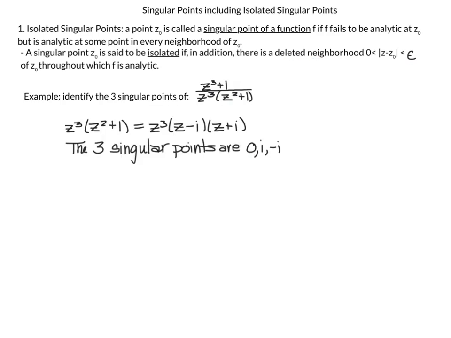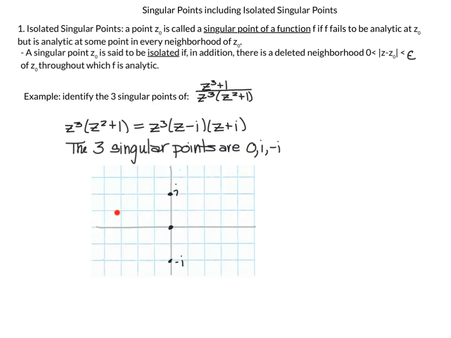In light of this new definition, isolated singular point, let's look at the previous example where we identified three singular points of (z cubed plus 1) divided by z cubed times (z squared plus 1), and we found the singular points to be 0, i, and negative i. I'm going to start then by graphing my singular points in the complex plane. Here I have 0, I have i, and I have negative i.